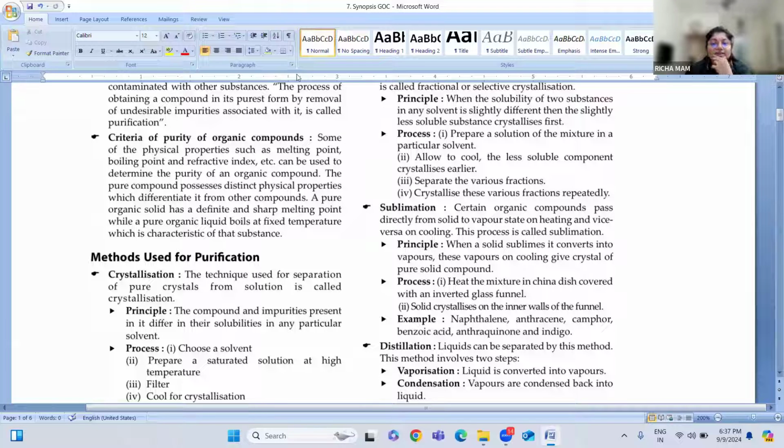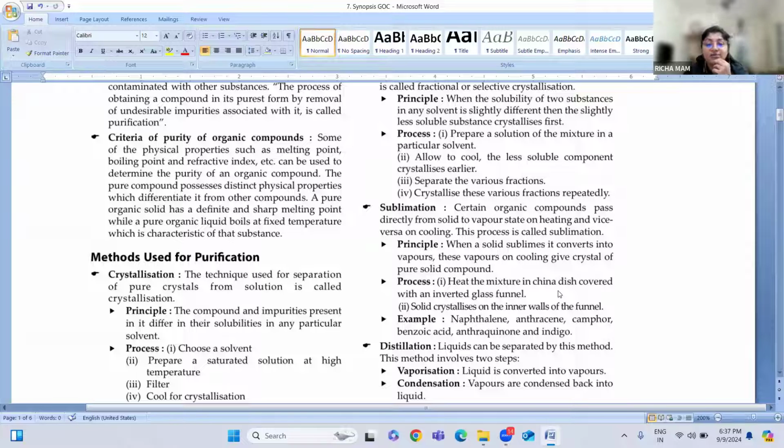So what we are doing in sublimation, whatever the solid is there, we are going to convert into vapors. And if you cool these vapors, then again these vapors are converted back to solid. So this is the principle of sublimation. So what are the examples of sublimation?